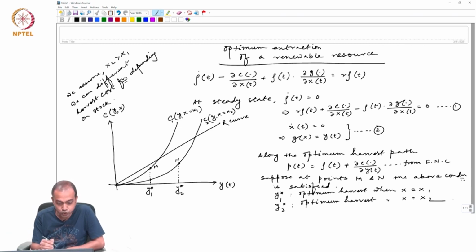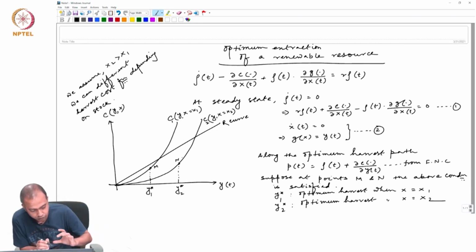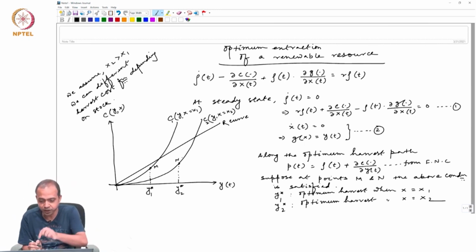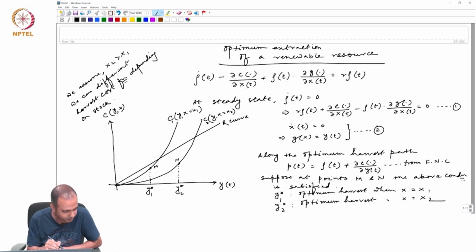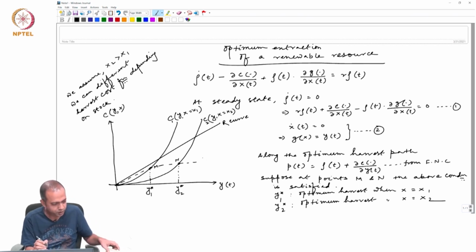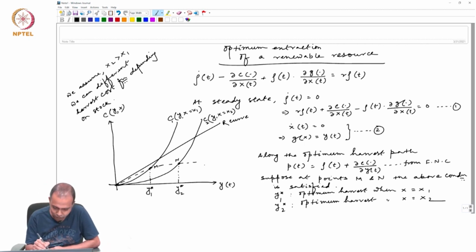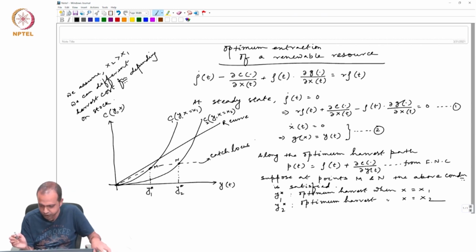Now, if we join points like M and N, points where this optimality condition is satisfied, then we will have a locus like this, and that is called the catch locus. So, this is the catch locus.